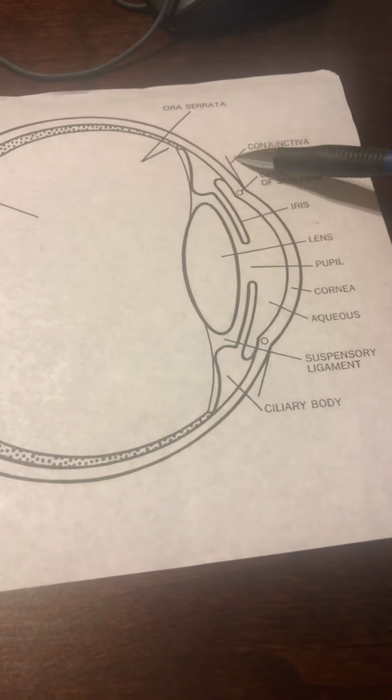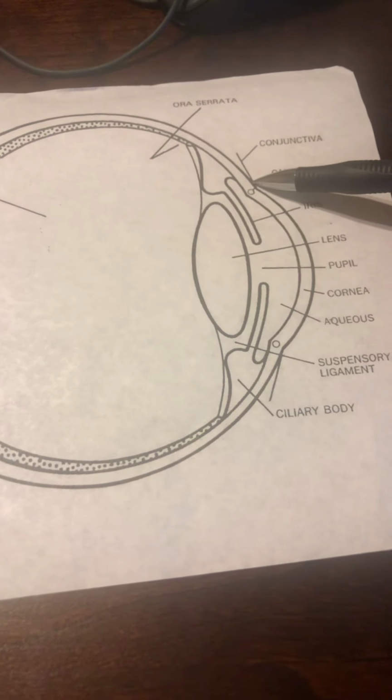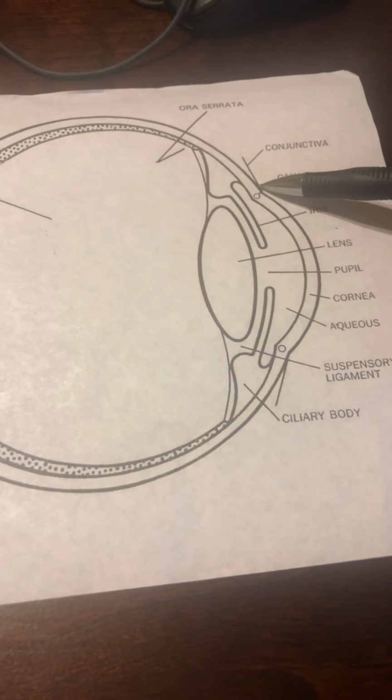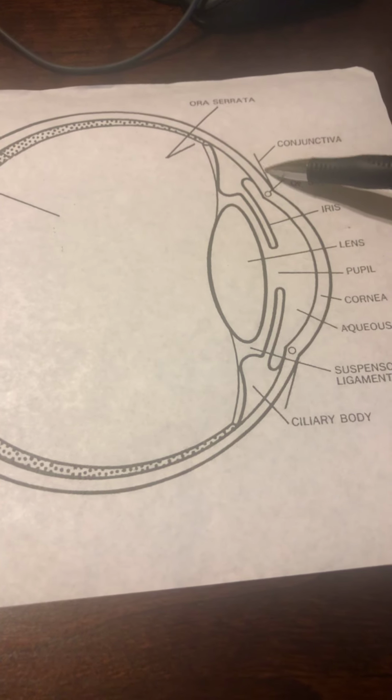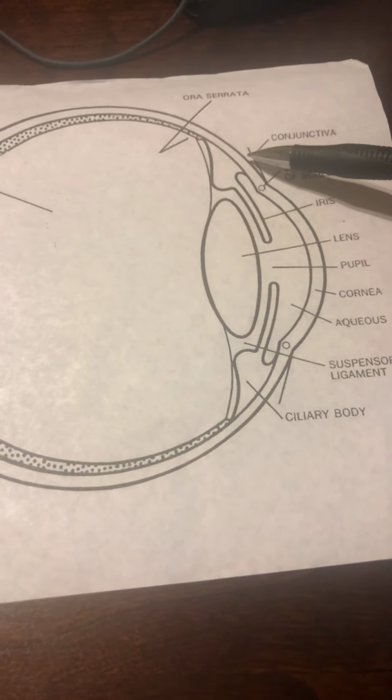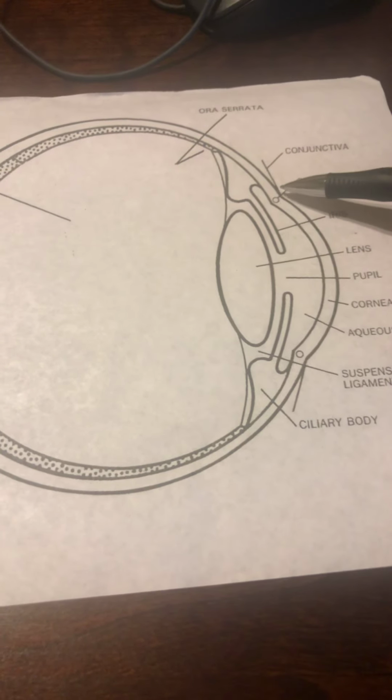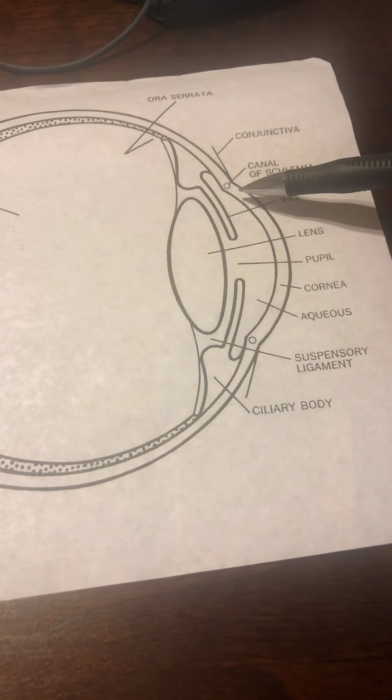And coming up from that is the conjunctiva. It is a clear membrane, and it kind of just covers the outer layer of the eye, and it also lines the inner portions of the eyelid as well.